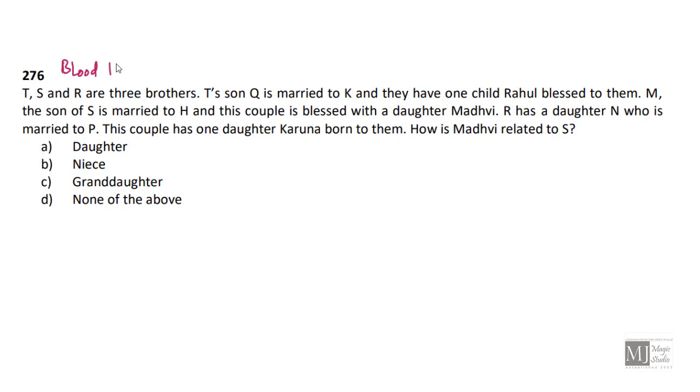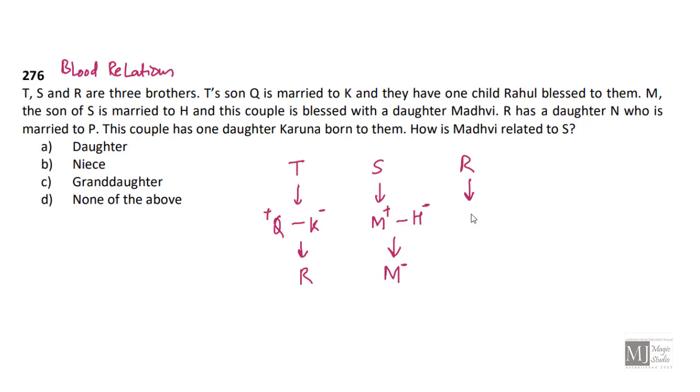Another question from blood relations. T, S, R are three brothers. T's son Q is married to K and they have one child, Rahul. M, the son of S, is married to H and this couple is blessed with daughter Madhavi. R has a daughter N who is married to P. This couple has one daughter Karuna.